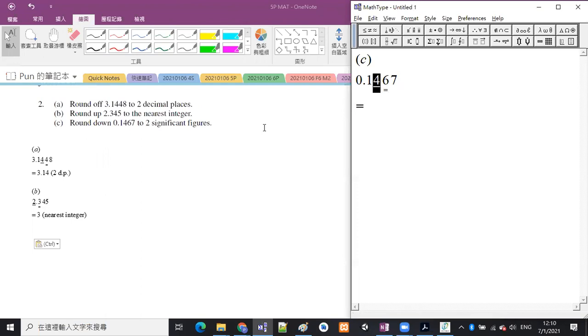Round down means no matter what number it is, we do not add 1 to this single line digit. We do not add 1.